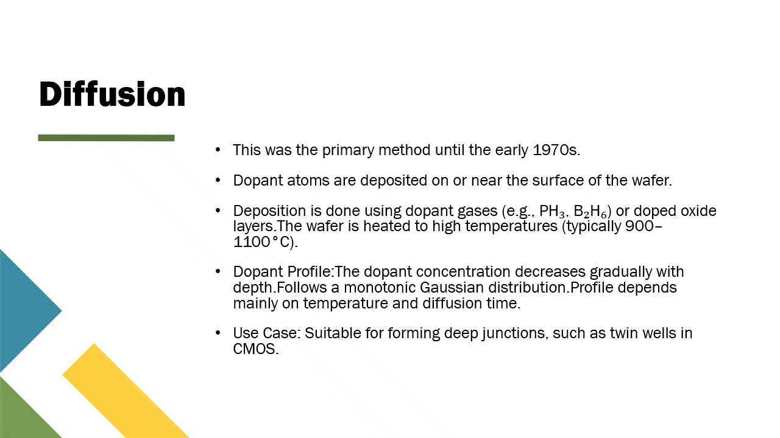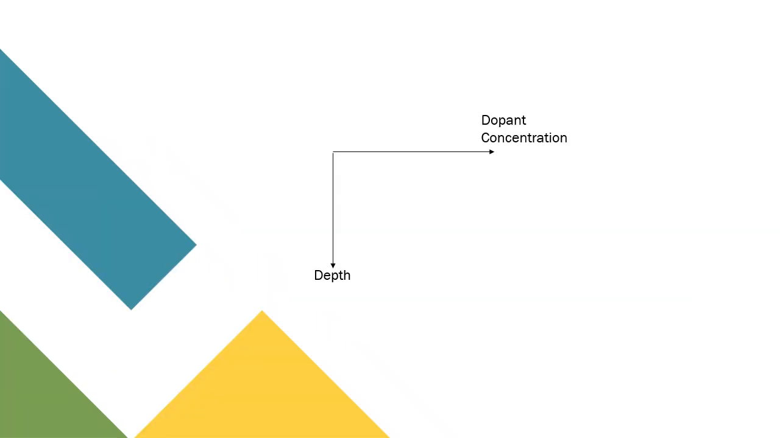The distribution is mainly controlled by temperature and diffusion time. Diffusion is especially suitable for forming deep junctions such as twin tub wells in CMOS technology. This slide gives a visual representation of the Gaussian profile explained in diffusion. Here, as the depth increases, the concentration of dopant decreases.